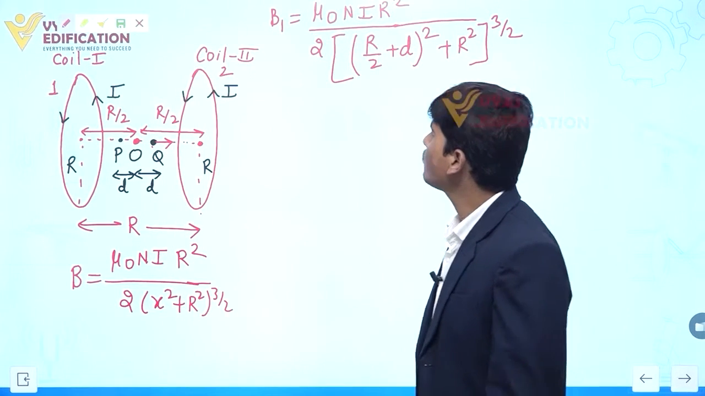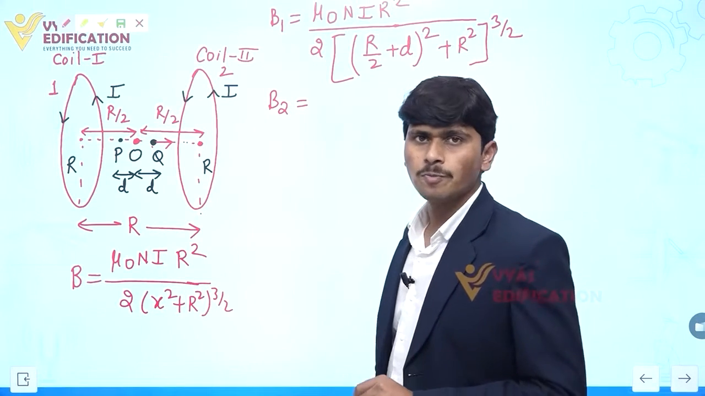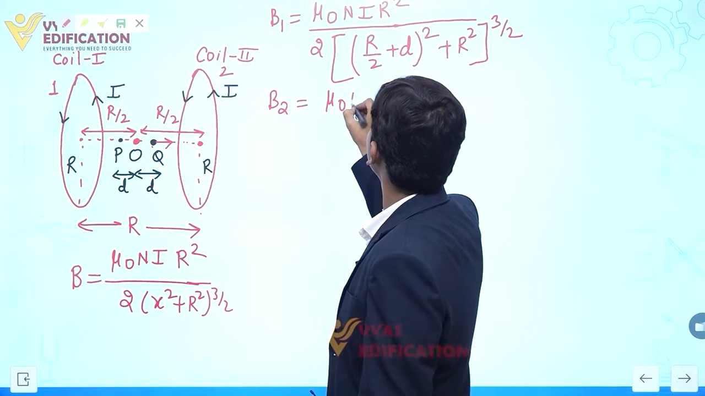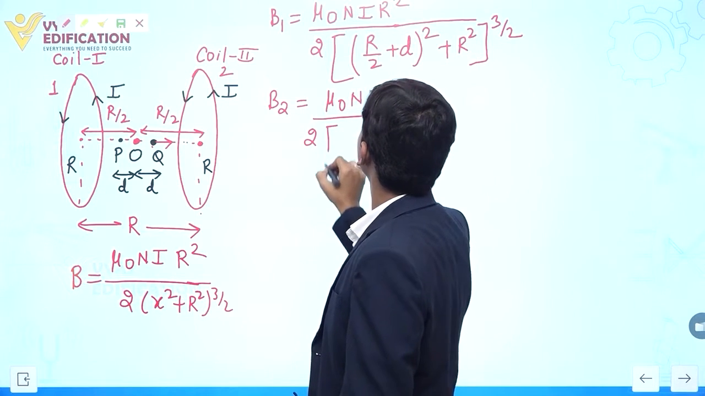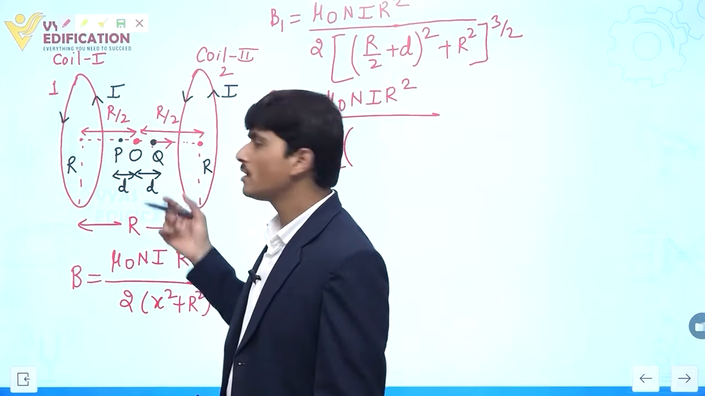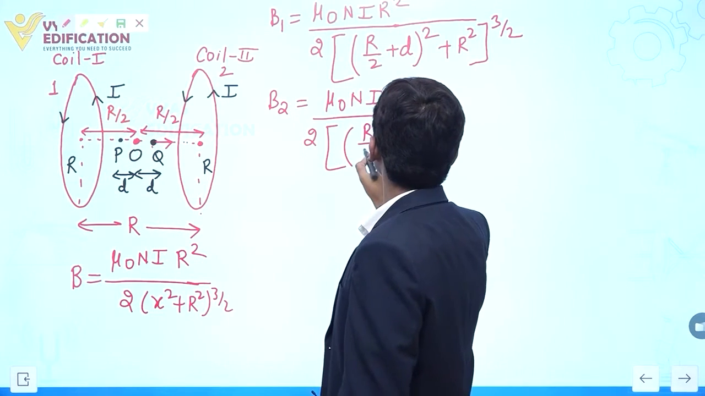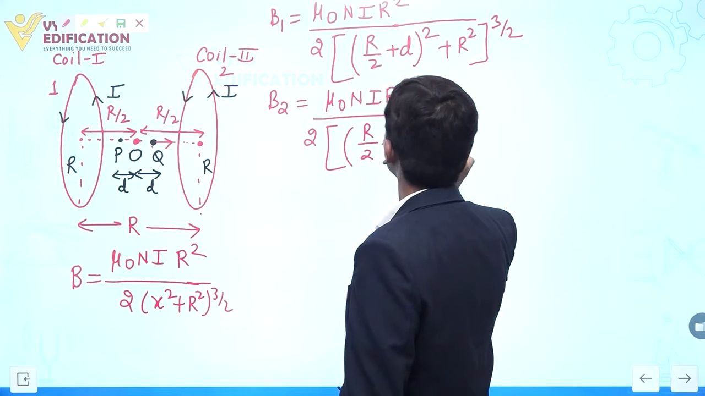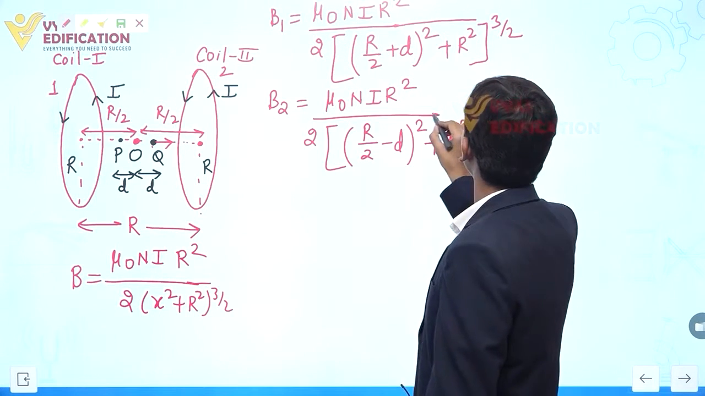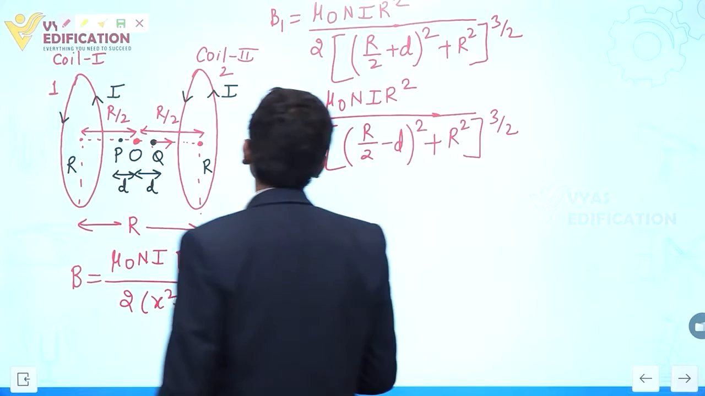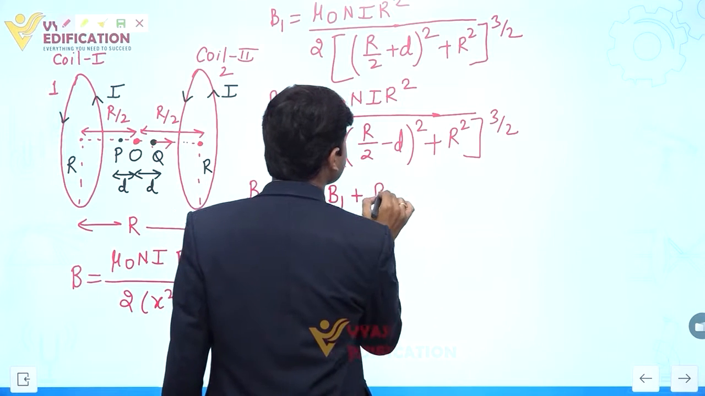Now if I calculate the value of B2, the magnetic field due to coil number 2, how can I write it? This is mu naught Ni r square divided by 2 times, and now I can write this value: r by 2 minus d, whole square, plus r square, to the power 3 by 2. Clear everyone? So now the net magnetic field is given by B1 plus B2.